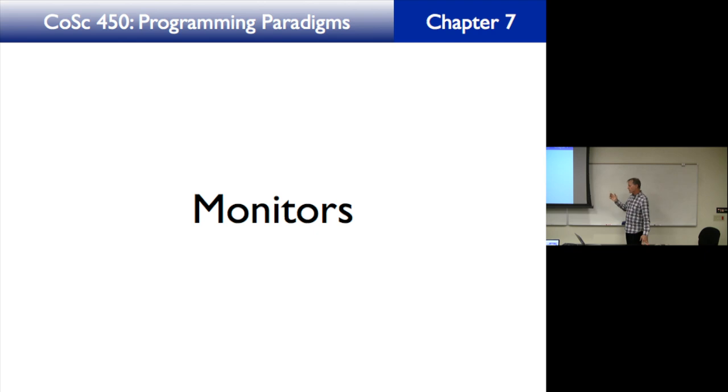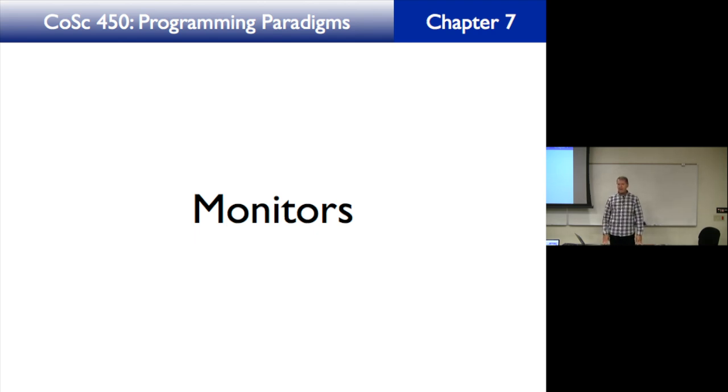So there's one more approach to solving this problem, and that is monitors. What we're doing here is we started at a very low level of abstraction with spin locks. Then we abstracted this up with semaphores, and now we're going to abstract up one more level, monitors. This is a great book. I really like the way he presents these in increasing levels of abstraction.